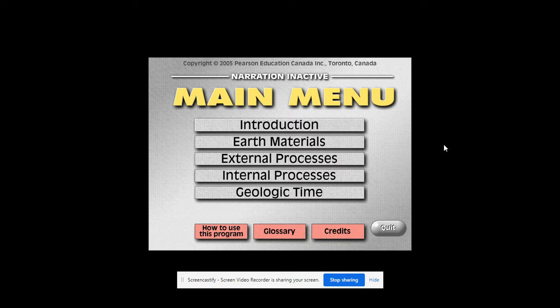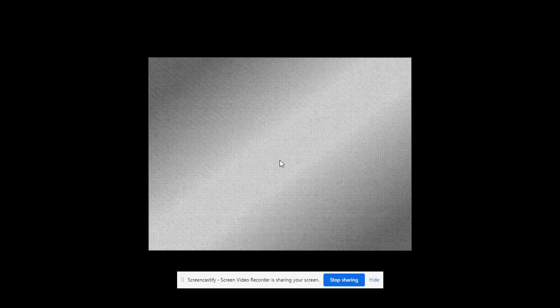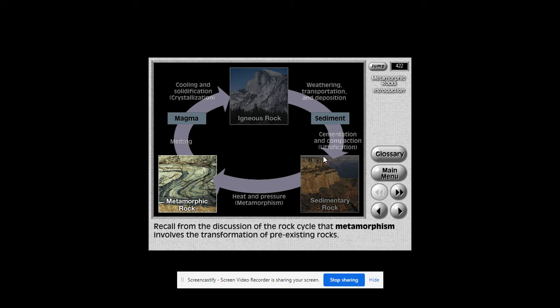Okay, folks, we're going to take a walk through the Earth CD's Metamorphic Rock section. And that's found under Earth Materials. That's the last of the rock types. This unit is shorter than the other ones.